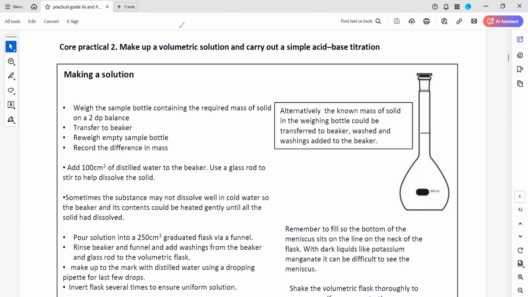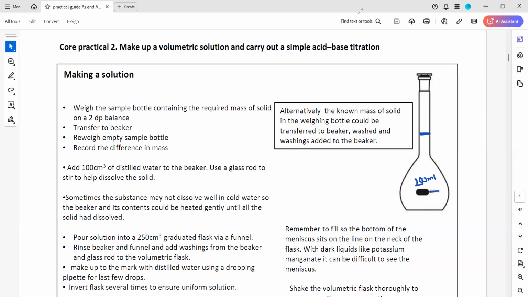What we do, for example, is weigh a small bottle containing a required mass of a solid on a normally two decimal place balance. This is called a volumetric flask. A volumetric flask has only one label. For example, if it is a 500 ml volumetric flask, there will be only one mark, 500. Usually in the lab, we use a 250 ml volumetric flask, so there will be only one line representing 250.